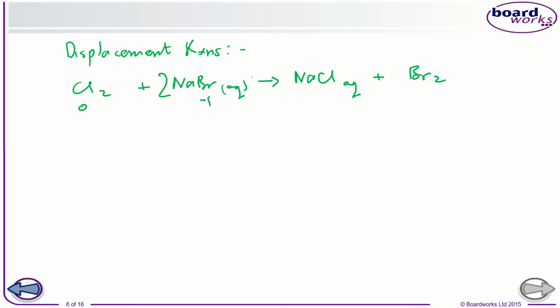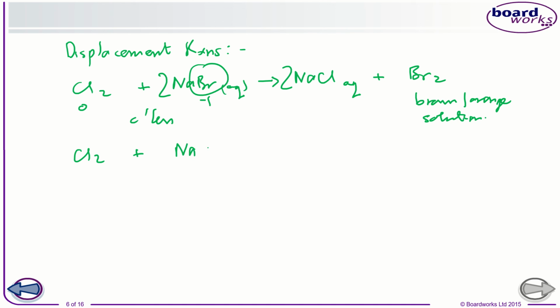Okay, we can balance that equation. And the reason we would see that happening is because we would start off here at colourless, and we would end up here with a brown orange solution. And that would be proof that bromine has been made from bromide ions. Remember, bromide ions have no colour in solution. Bromine does. We could do the same then for chlorine, just to prove that it's a stronger oxidizing agent than iodine.